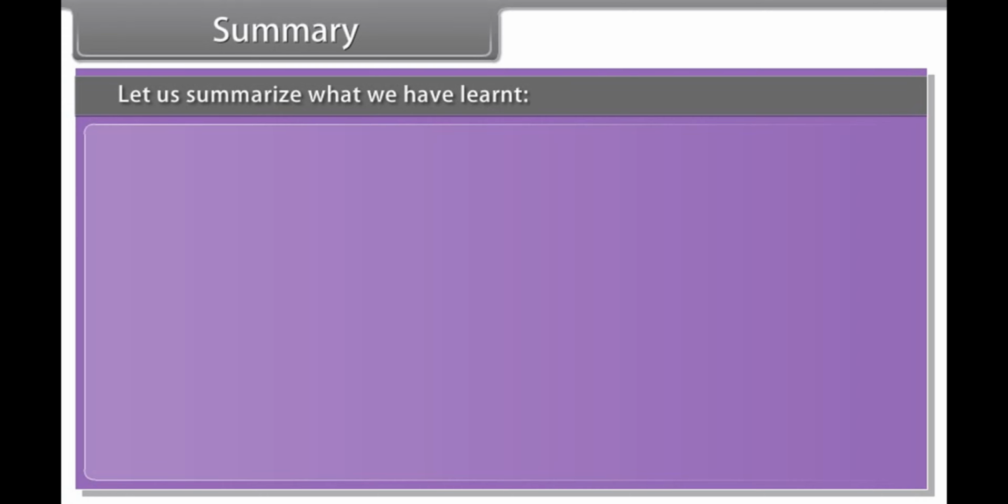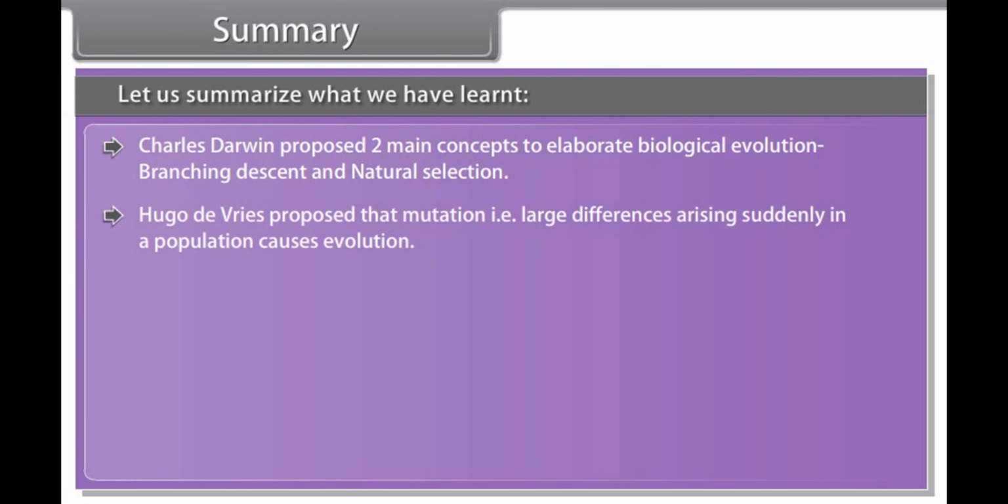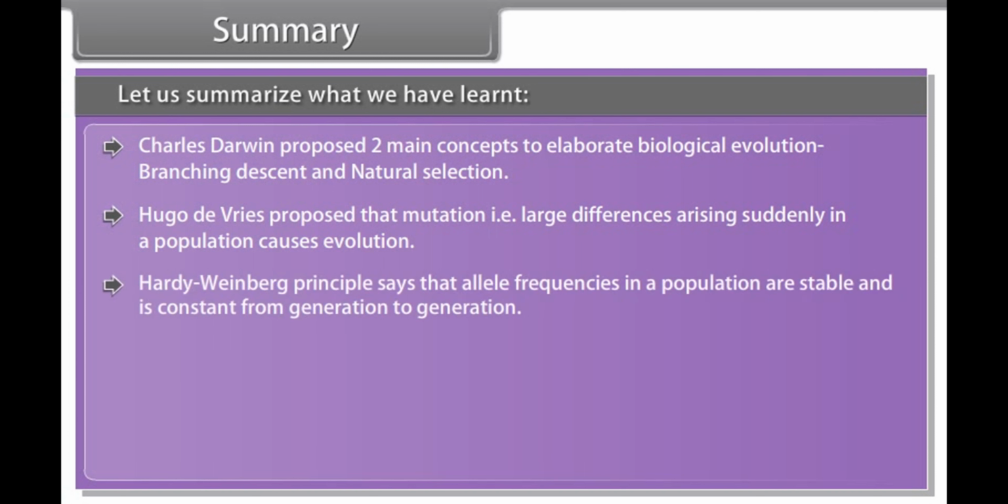Summary. Let us summarize what we have learned. Charles Darwin proposed two main concepts of elaborate biological evolution: branching descent and natural selection. Hugo de Vries proposed that mutation, that is, large differences arising suddenly in a population, causes evolution. Hardy-Weinberg principle says that allele frequencies in a population are stable and constant from generation to generation.